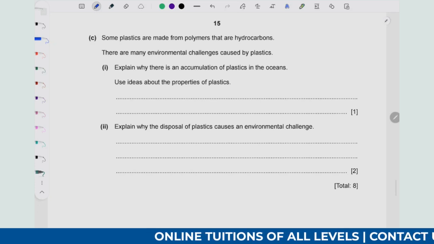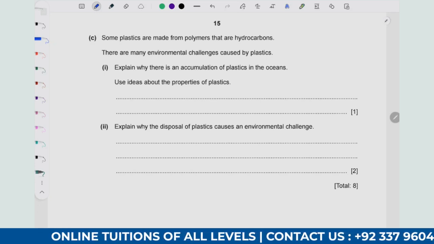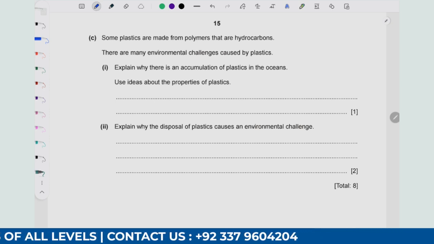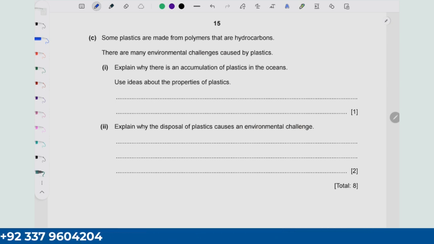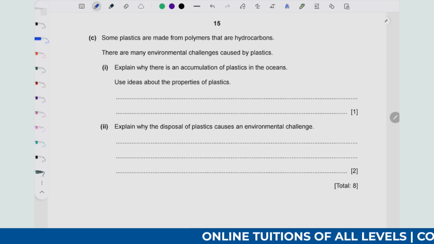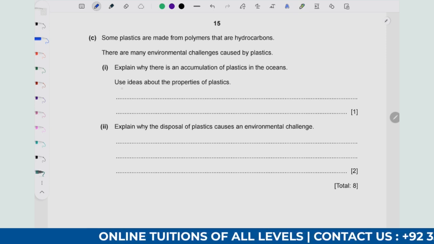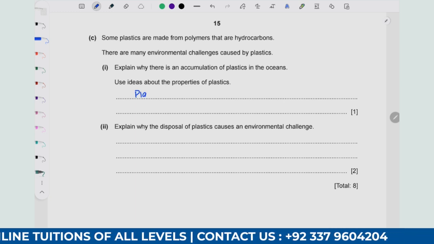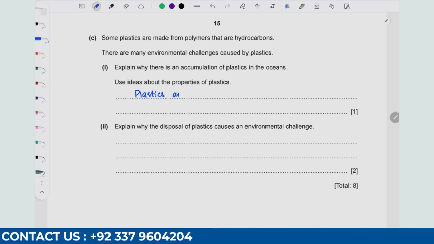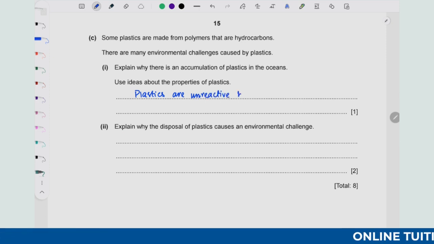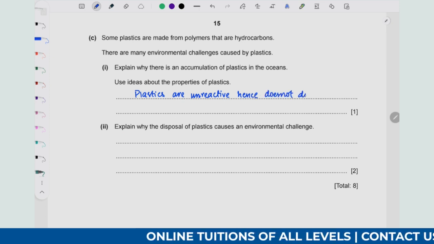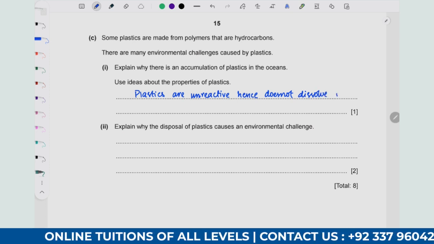Part C says some plastics are made from polymers that are hydrocarbons. There are many environmental challenges caused by plastics. Explain why there is an accumulation of plastics in the oceans. Use ideas about the properties of plastics. So we know plastics do not dissolve in water. Basically, they are unreactive. So we say plastics are unreactive, hence do not dissolve in water.